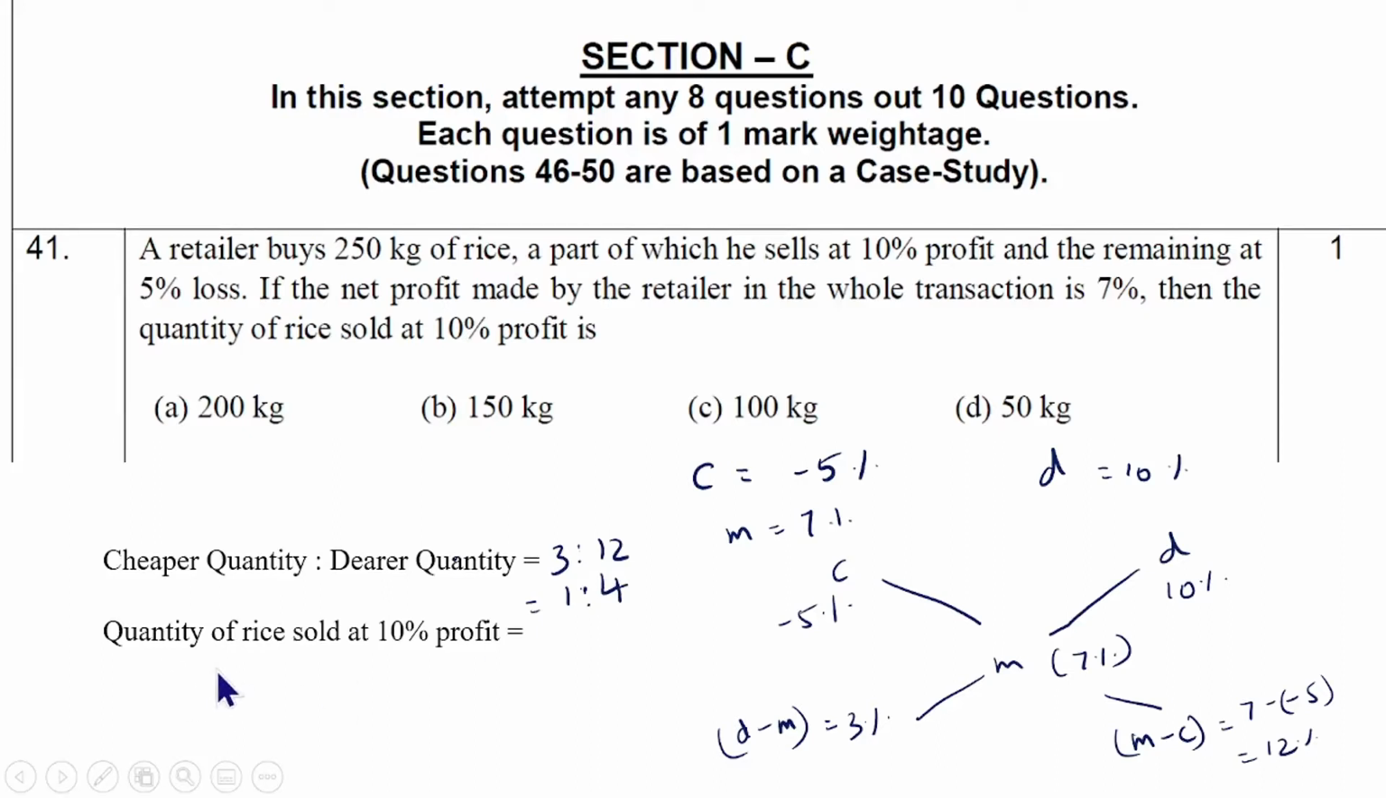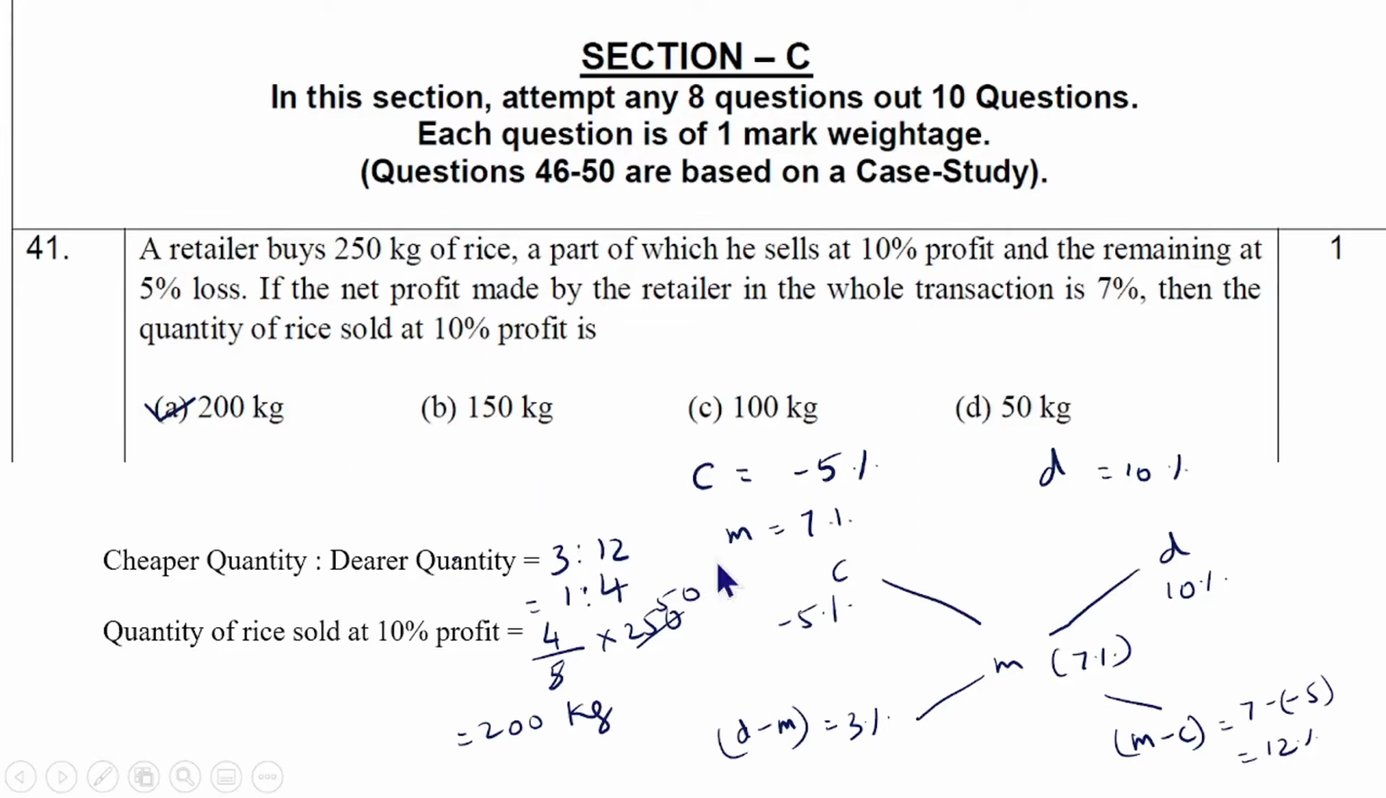So the quantity of rice which is sold at profit of 10%, it is equal to 4 upon 4 plus 1, 5 into the total quantity, 250 kg. So it is 4 upon 5 into 250, or it is equal to 200 kg. So the correct option is option A.